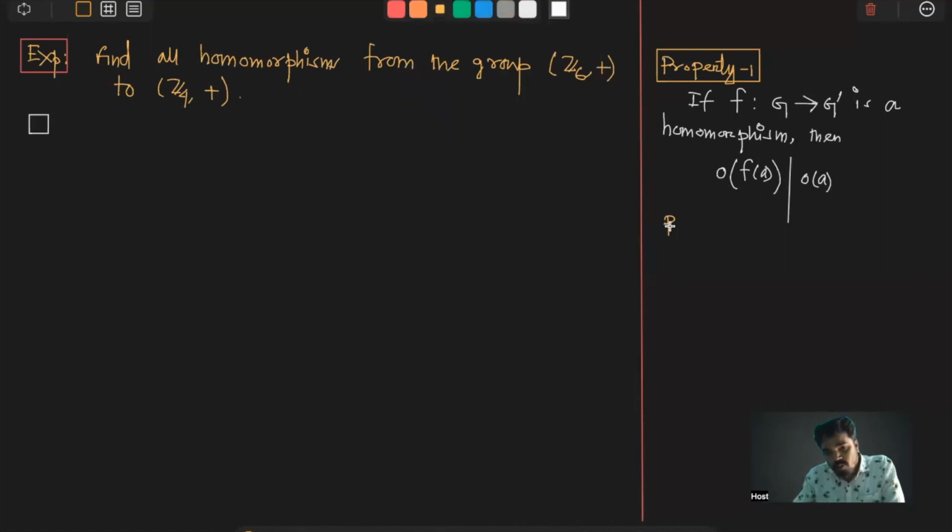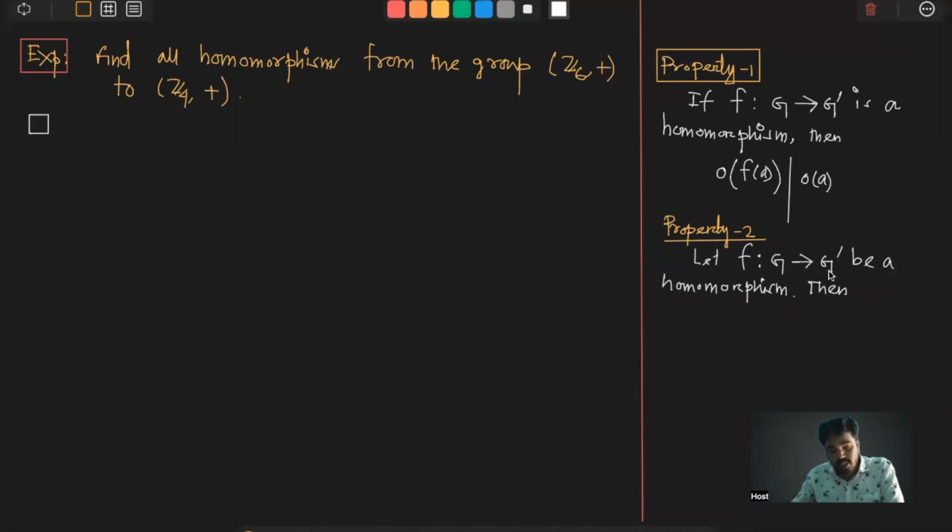Next property, property 2. To solve this problem we require two properties. So the next property: if G and G dash are two groups, and F is a mapping from G to G dash which is a homomorphism, then F(G) is a subgroup of G dash.